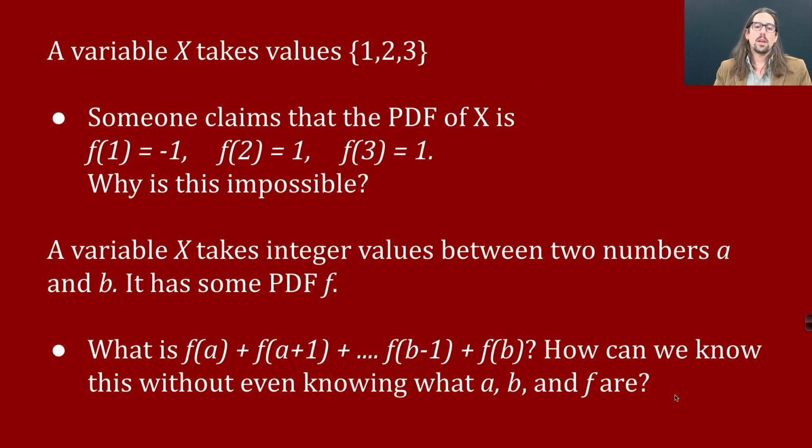Another problem. Let's say that you have a variable x and it has three possible values, 1, 2, and 3, in the population. Those are the only values it takes. Somebody comes to you and says, the density function for this variable looks like this. At the value x equals 1, the density is -1. At the value x equals 2, the density is 1. And at the value x equals 3, the density is also 1. So the question is, conceptually, why is that impossible?